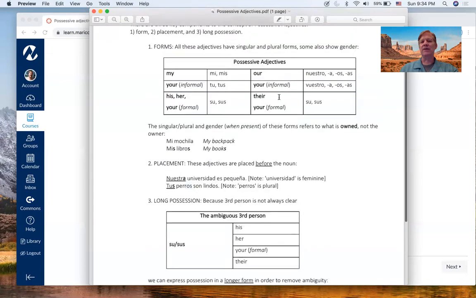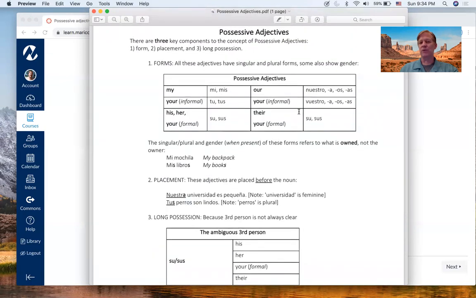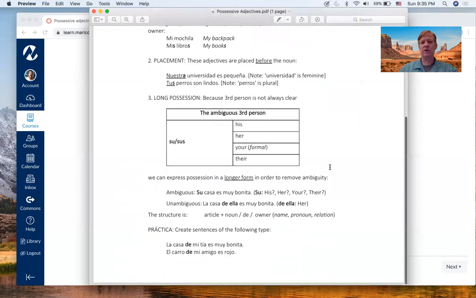So that's the key, right? You memorize these forms, and then you place them in front of the noun. And since you have to identify which noun you're going to place these in front of, that gives you a chance to identify whether the noun is singular or plural in the forms in the boot, or masculine and feminine as well, outside the boot. Let's take a look at long possession a little bit more.